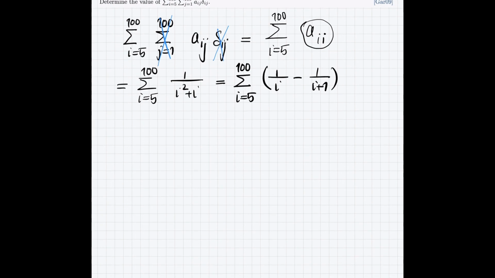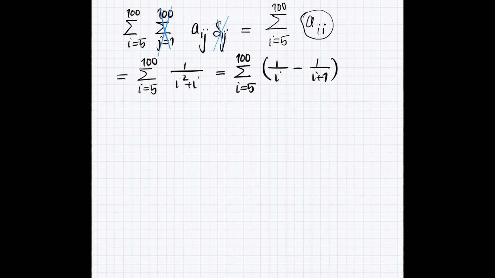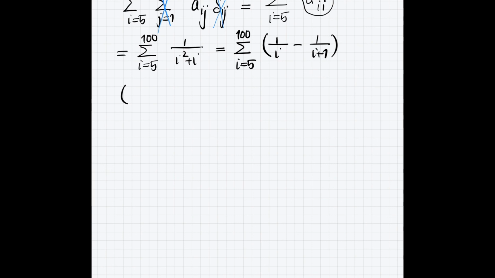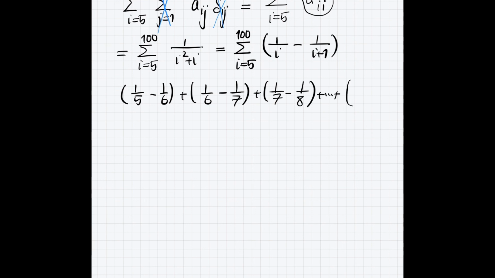But now this sum means what? You need to put 5 and then 6 and then 7 until you reach 100. Yes, so what should I do? If I put 5, it becomes 1 over 5. I replace i with 5. This becomes 5, this becomes 6. And then the next one becomes, if I put 6, it becomes 1 over 6 minus 1 over 7. The next one becomes 1 over 7 minus 1 over 8. And if I continue until I reach 100, it becomes 1 over 100 minus 1 over 101.